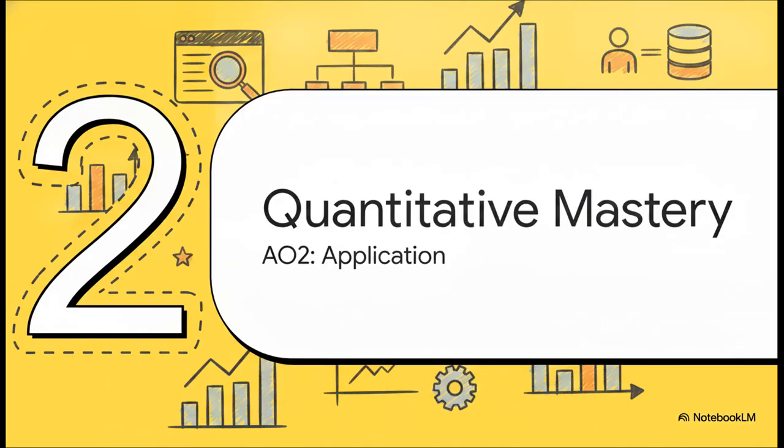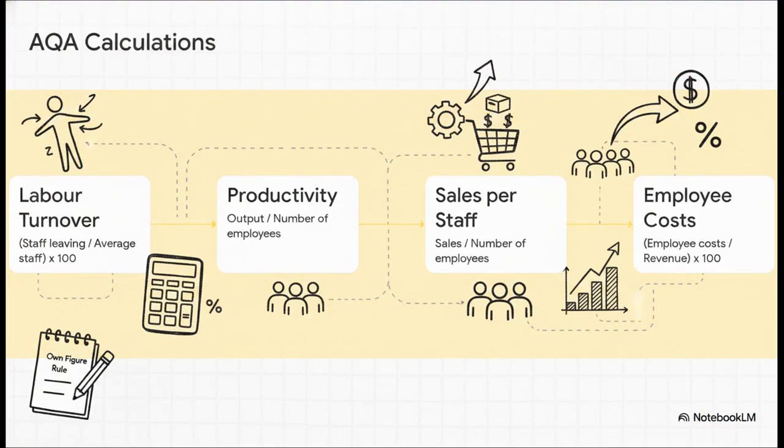Moving on to Section 2, Quantitative Mastery. All right, it's time to shift gears into our AO2 application. Listen, mastering these formulas is absolutely non-negotiable for success. You've got to commit these essential AQA calculations to memory.